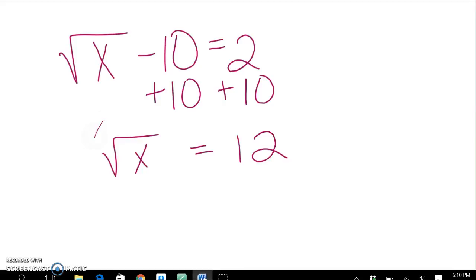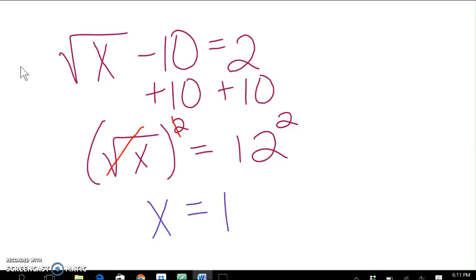The reason why, hopefully you did the little review problems. When you square a radical, the answer is just whatever is in the radical without the radical. So the squaring cancels out the radical. So when you square a radical, you're left with whatever was inside. So x without a radical. And on the right side, 12 squared is 144. There's our answer. Our last step is to check.